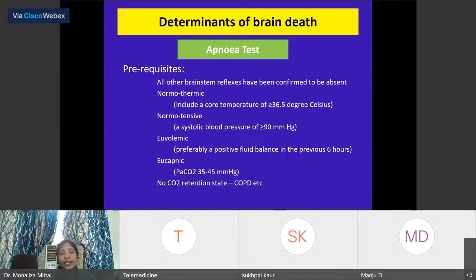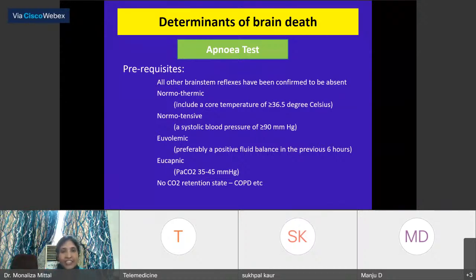Another determinant of brain death, while doing clinical examination, is the apnea test. There are certain prerequisites for this: all other brainstem reflexes must have been confirmed to be absent, whatever we have studied in previous slides. We have seen that brainstem reflexes will be absent in patients with brain death.